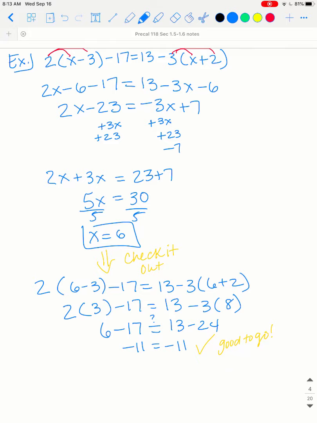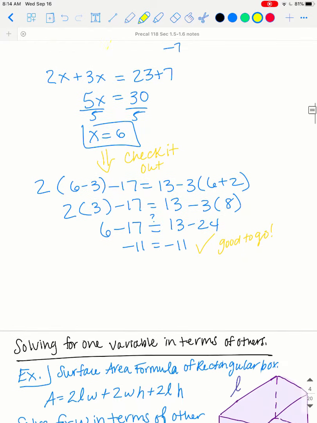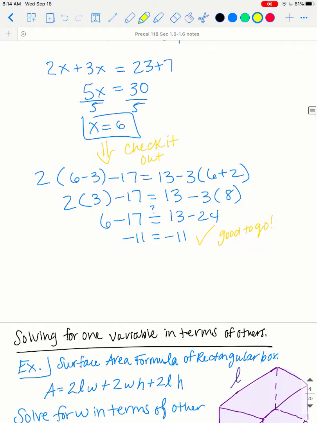And then now we want to move like terms to whichever side they need to be on. So we're going to be adding 3x to this side to get it with x, and then we're going to be adding 23 on this side in order to get it on the other side with the constants. So then we get 2x plus 3x equals 23 plus 7. We add the x's to get 5x equals 30, and then we get x equals 6.